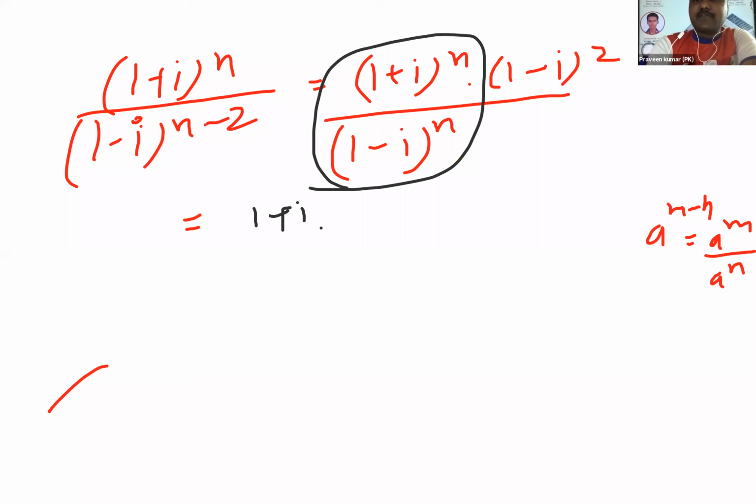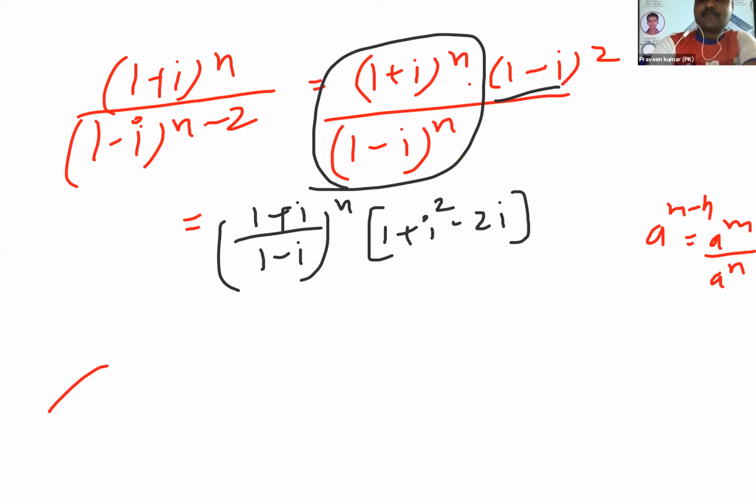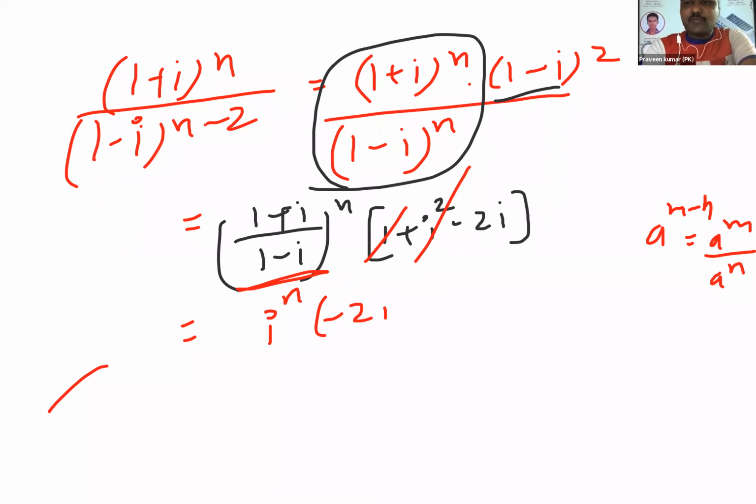Now one more time, this full term I can rewrite as (1 plus i by 1 minus i) whole power n into, expanding this, 1 plus i square minus 2i. Whenever 1 plus i square, I can cancel. You know why? What is the value of i square? Minus 1. That's why; this value we already discussed. So (1 plus i by 1 minus i) power n into minus 2i.